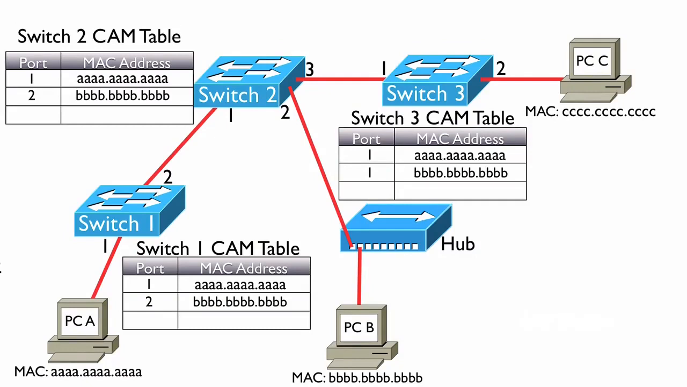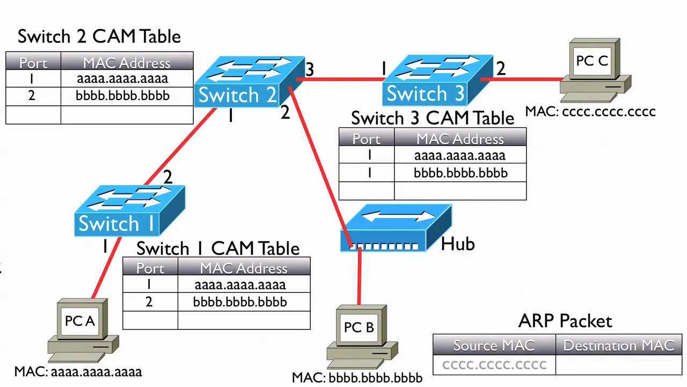And for completion's sake, let's say that PCC sends out an ARP packet. The source MAC address is all C's, the destination MAC address is all F's. We go into switch 3. Switch 3 learns that the all C's MAC address lives off of port 2. Switch 3 floods that out of port 1. It goes into switch 2, port 3, and switch 2 makes a note of that, available off of port 3, we've got the all C's MAC address. It's going to flood that frame out of ports 1 and 2.